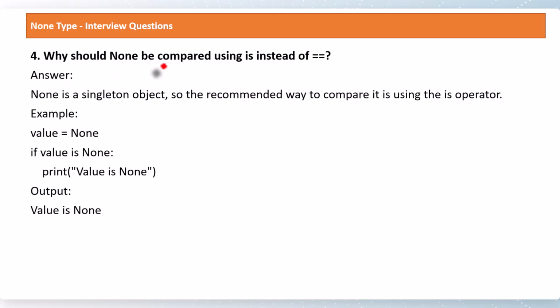Why should none be compared using is instead of equal to? None is a singleton object, so the recommended way to compare it is using the is operator. When a value is equal to none, always try to use if value is none, then print value is none. So instead of the equal to operator, always try to use the is operator.